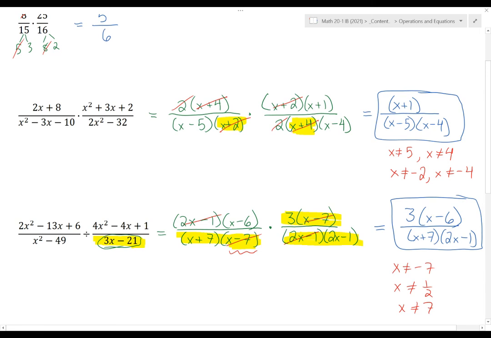Anything that was ever in a denominator at any point. In this case, that doesn't introduce any new non-permissible values because I already considered x can't equal 7, but I do have to look there because in some cases it will introduce new non-permissible values.